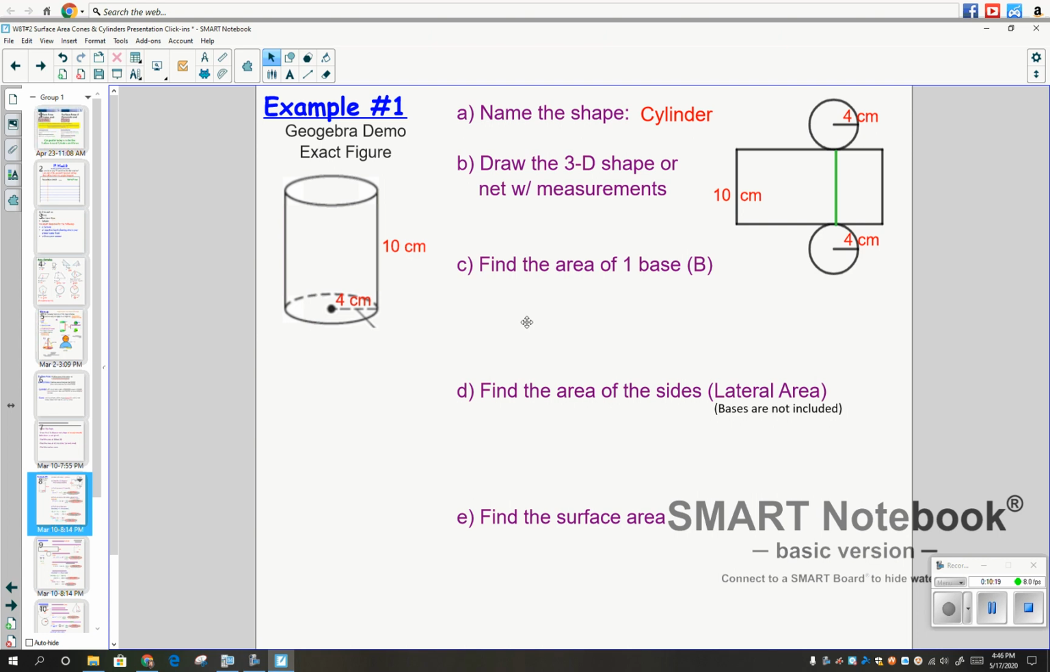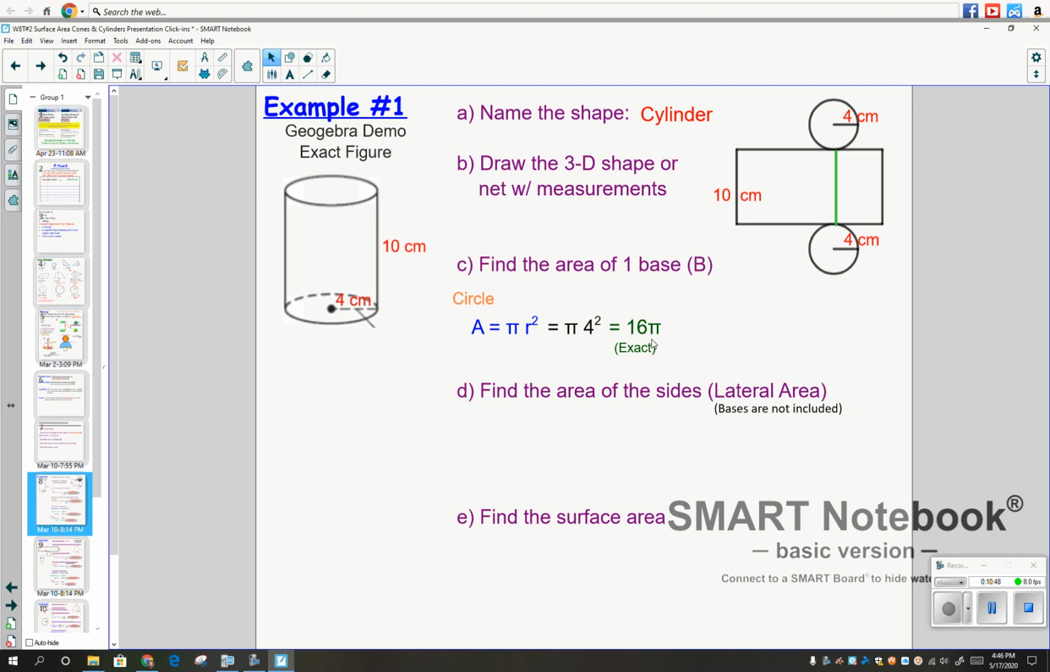So let's find the area of the base. And the base is what? A circle. How do I find the area of a circle? Pi r squared. What's the radius? 4. So it's pi times 4 squared. Remember, we did talk about exact. So if I wanted to find the exact here, I would just multiply the numbers. Well, 4 squared is 16. So the exact area would be 16 pi.